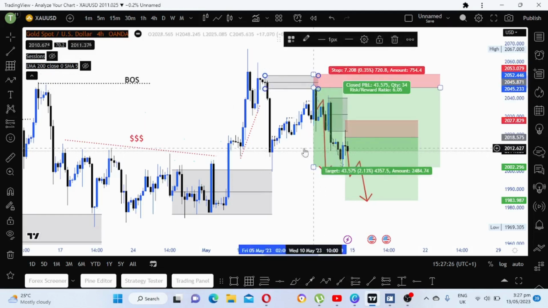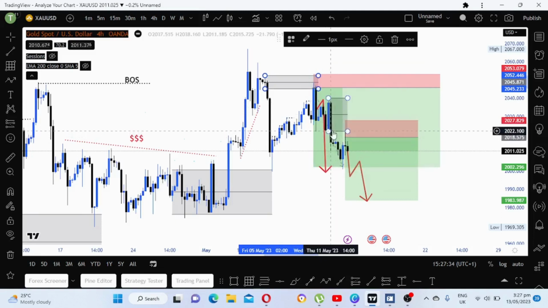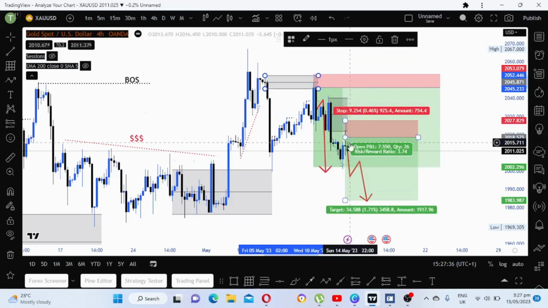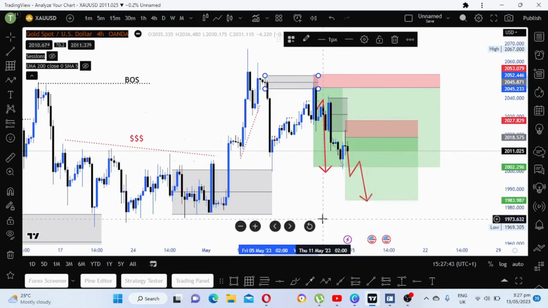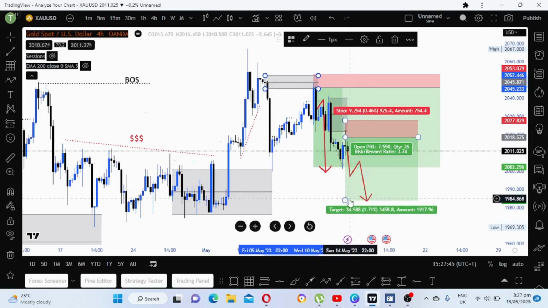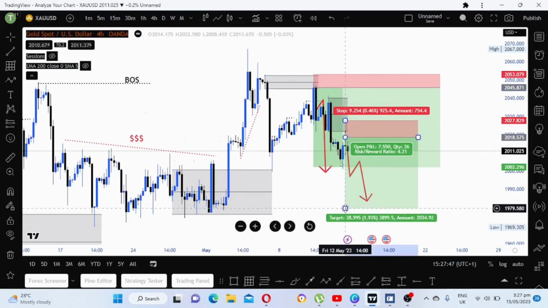So I took profit here, and I re-entered again somewhere here. So now I'm waiting. Price has already tapped into this supply zone, which is here. So I'm waiting for gold to drop. If it breaks this one, and then we wait for a pullback, it can go lower. I'm waiting for gold to drop lower here.